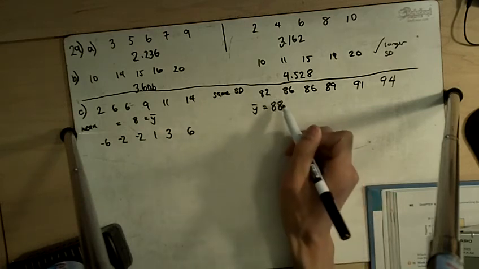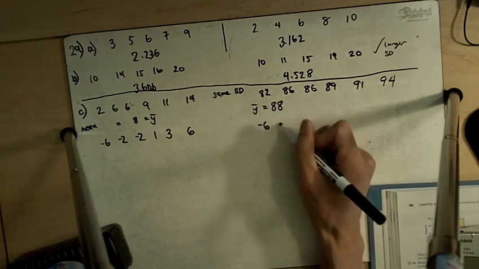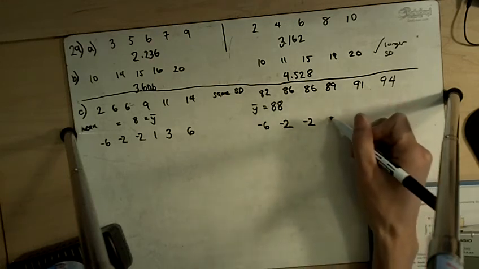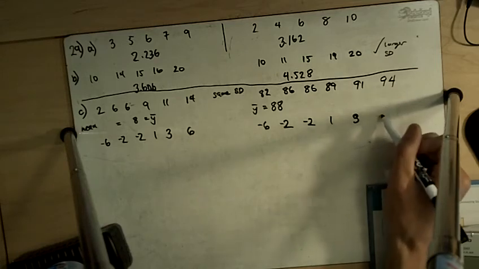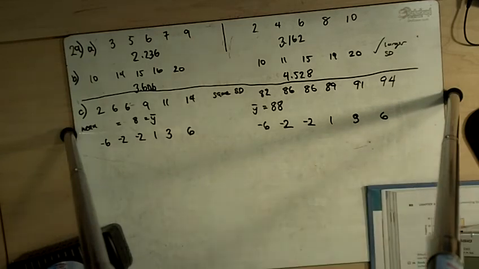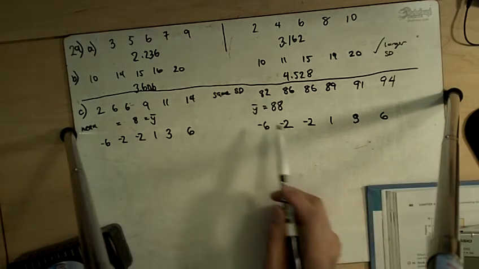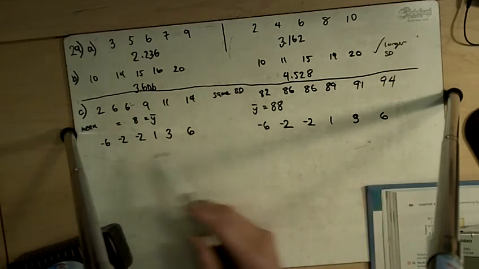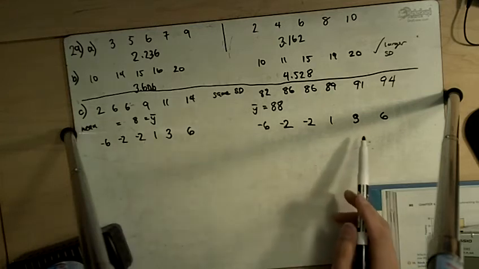And over here, 82 minus 88 is minus 6. 86 minus 88 is negative 2. Another negative 2. 89 minus 88 is 1. 91 minus 88 is 3. And 94 minus 88 is 6. So you can see that after we've done the second step, which is subtract the mean from each of these points, we get the same numbers for set 1 as we do set 2.